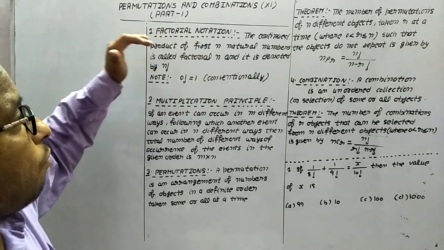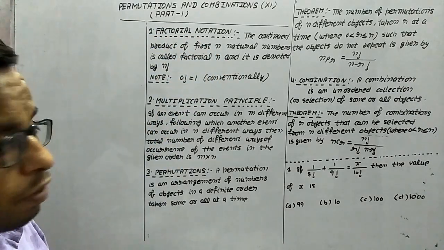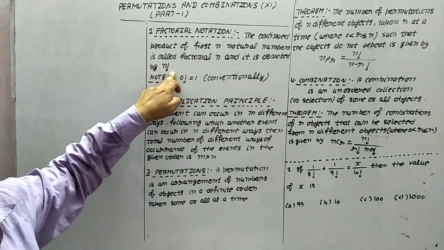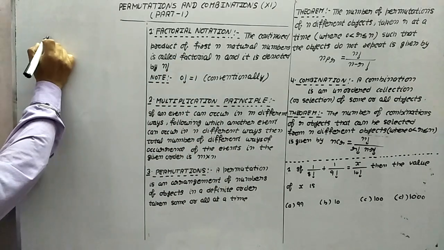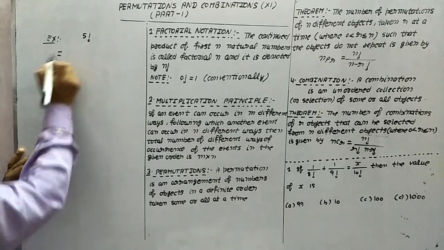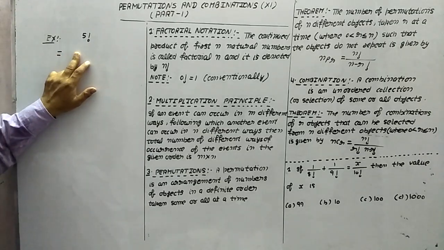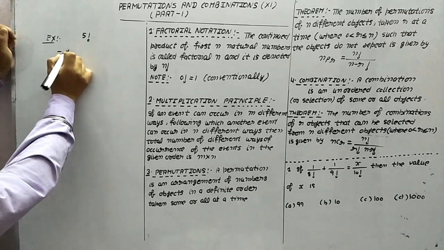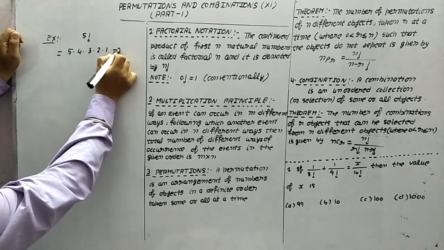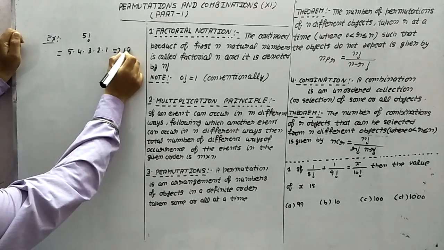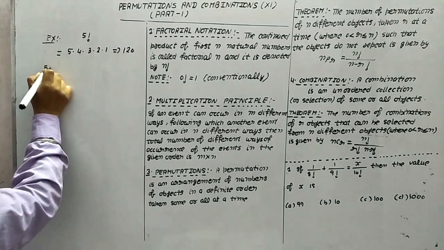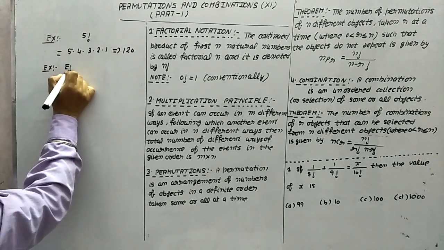The continued product of the first n natural numbers is called factorial n, and it is denoted by the sign n!. Now, with one example, if we have to find the value of factorial 5, it means we will do the product of the first 5 natural numbers. So what is this? 5 into 4 into 3 into 2 into 1. What does this become? 5 fours are 20, 3 twenties are 60. This is 120.